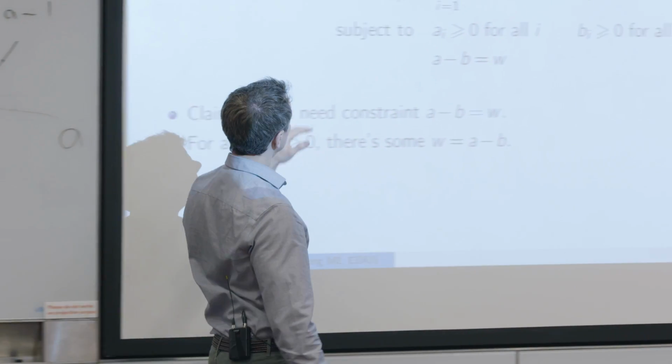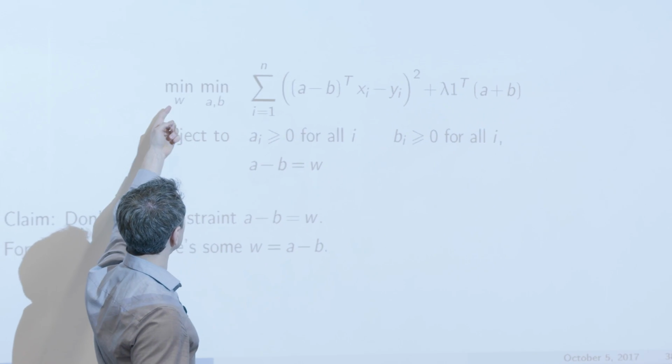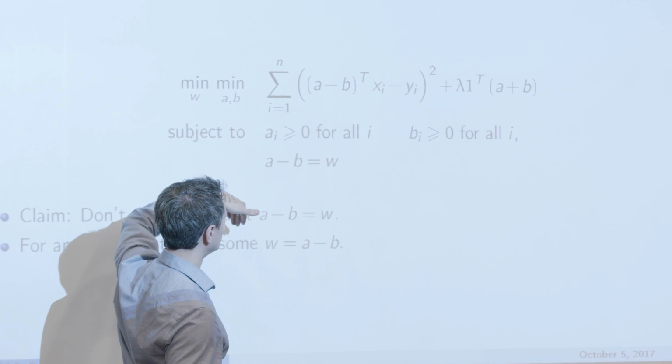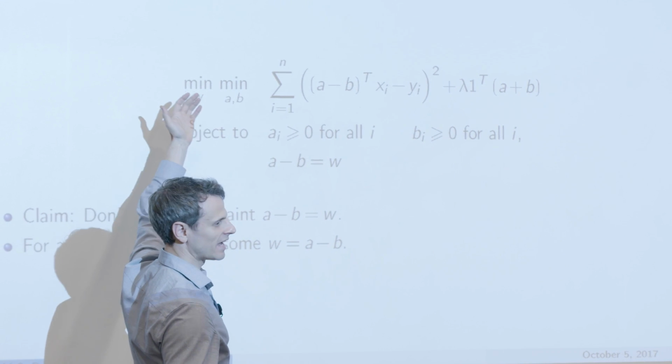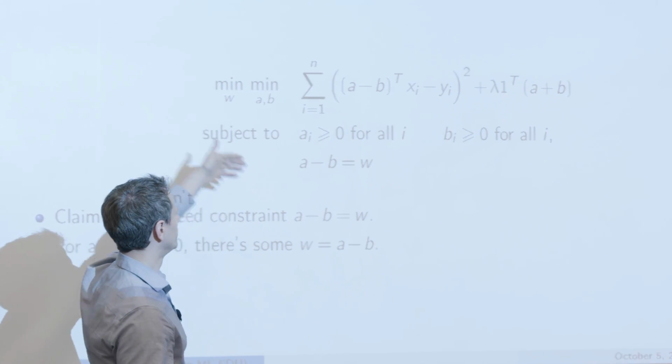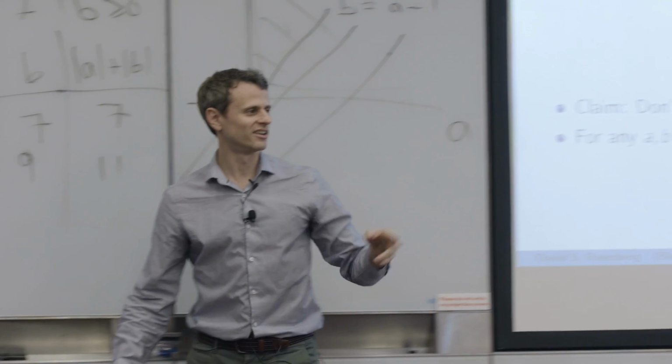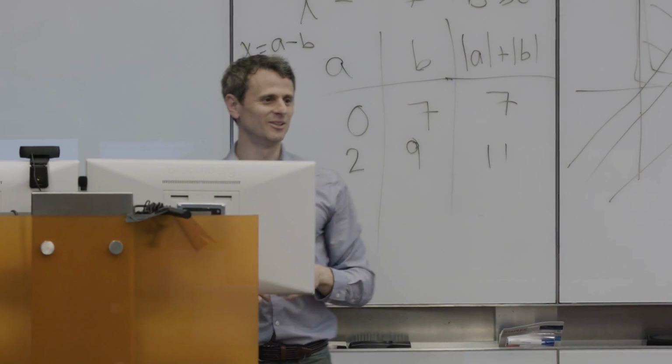So if we switch A and B, for any fixed A and B, we know what W has to be. And then when we loop over W, it can't loop over W because W is fixed. So W drops. Well, I like that better. Next year. That's good. Note it.